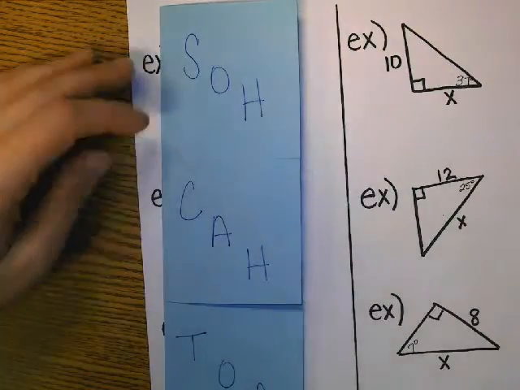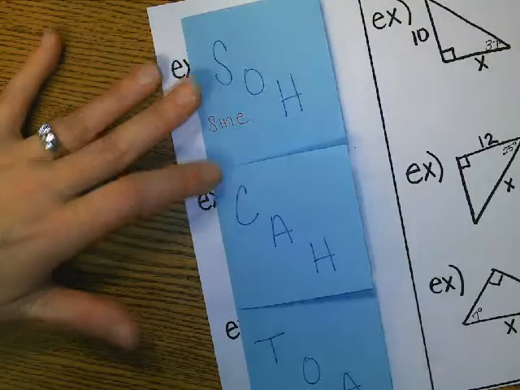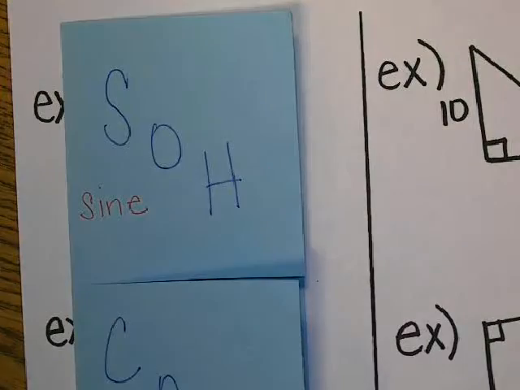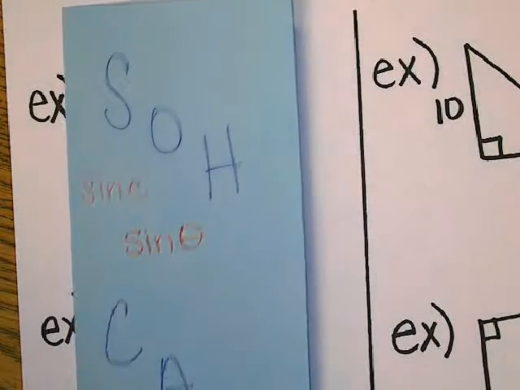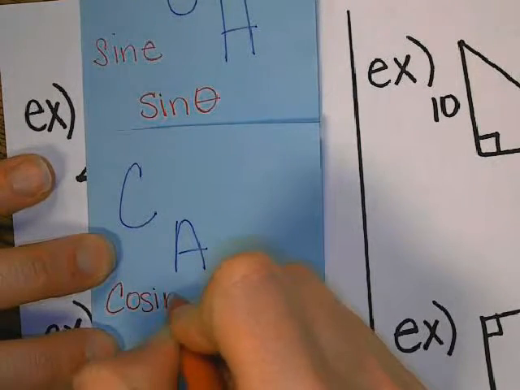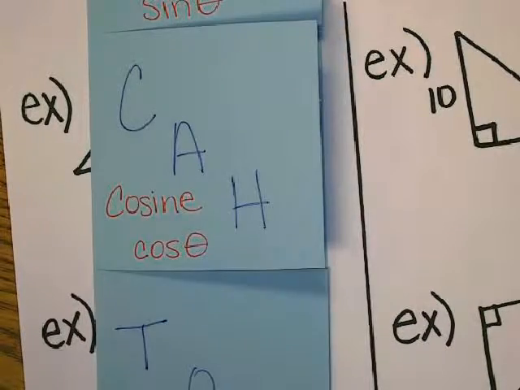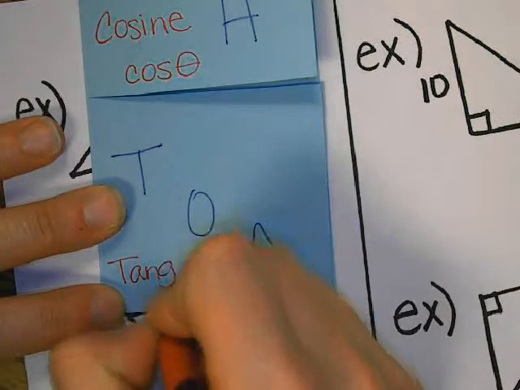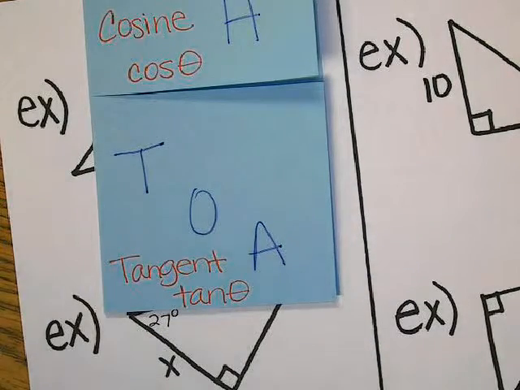Okay? So SOH really stands for the word sine, S-I-N-E. And we might see sine of theta. Remember, theta is that crazy looking 0 with a line through it. And then for cosine, that's the CAH, so it's cosine, COS, and then theta. And lastly, for tangent, that's the T, so it's tangent, and that's TAN of theta. Okay?